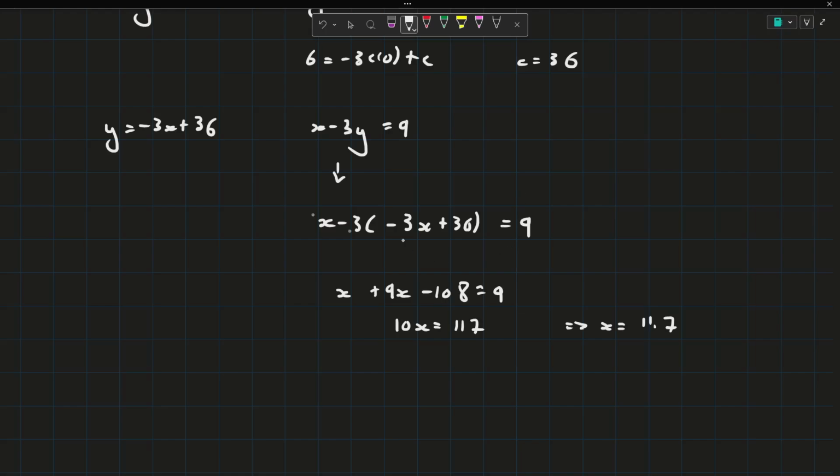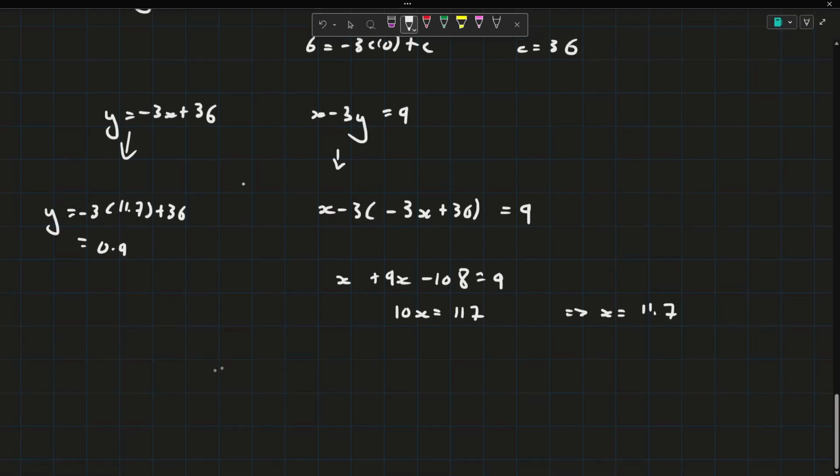11.7. And then we can figure out what y is, because we know y is equal to this. So y will be equal to minus 3 times 11.7 plus 36. And then that tells us that y is equal to 0.9. So that means that the point is (11.7, 0.9).